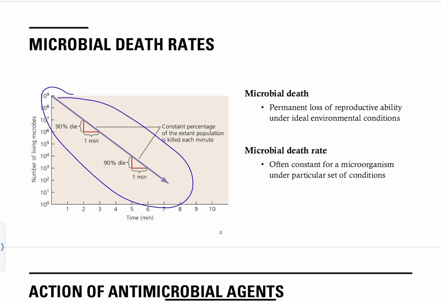can see here. What this is showing you is that if 90% of a population is killed in 1 minute, then another 90% of the remaining population is killed in the next minute, and so on and so forth. So this is why sterilization requires both a sufficient amount of time and the appropriate intensity.